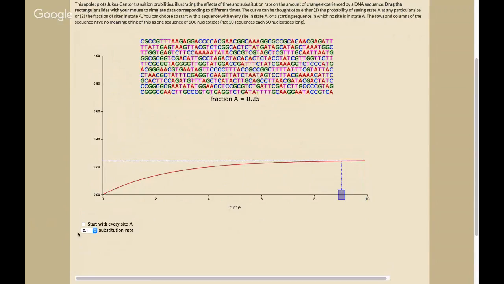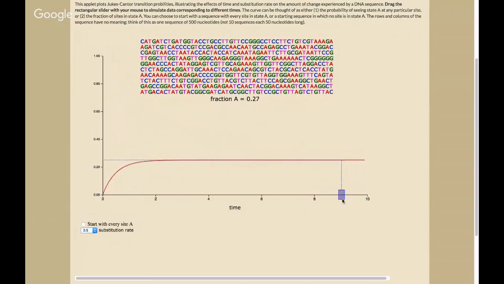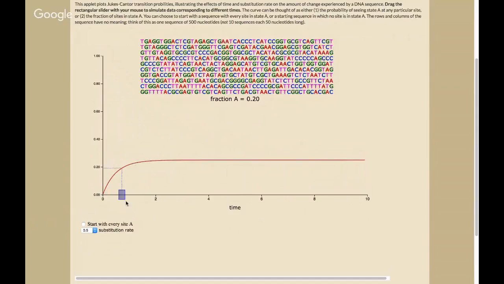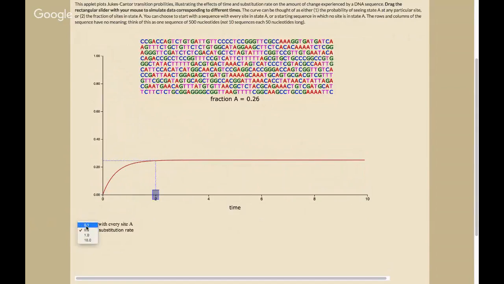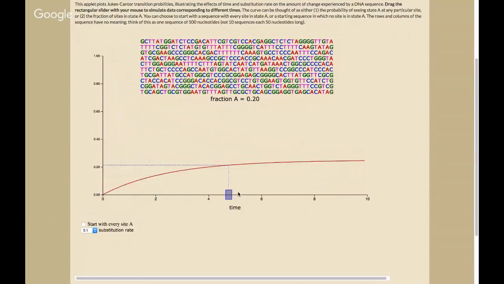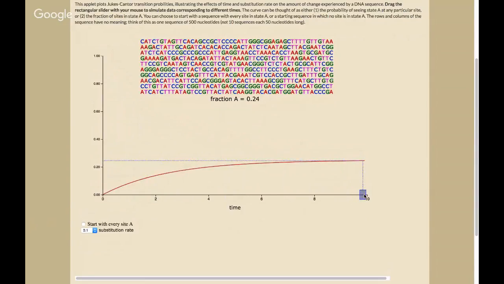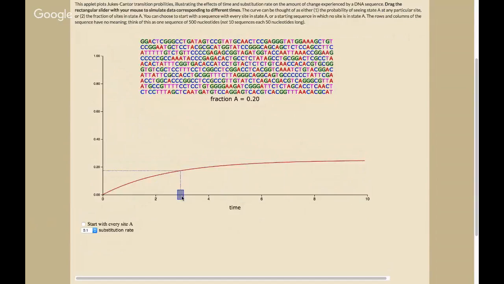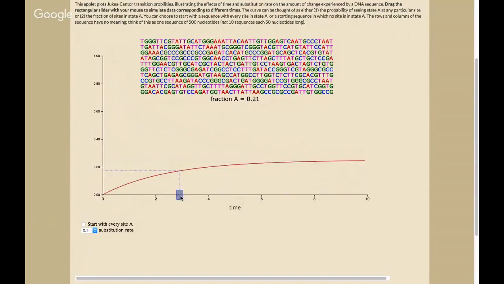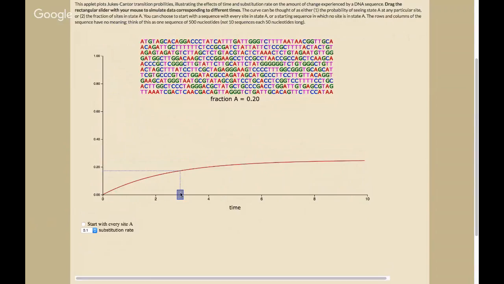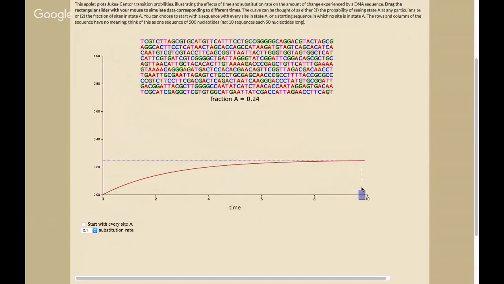Increasing the substitution rate simply makes the approach to equilibrium faster. So now we get to equilibrium by time 2, whereas before we didn't get to equilibrium even up until time 10, or at time 10 we're getting close to equilibrium. So this just shows why we consider these equilibrium frequencies. The equilibrium frequencies are what happens if you wait a really long time and this process goes until it reaches equilibrium, kind of like the perfume reaches equilibrium by diffusion over a long period of time.